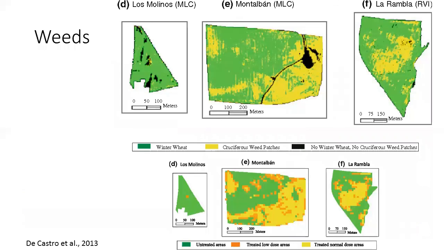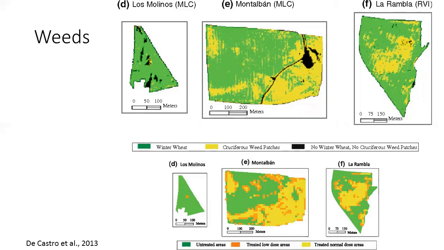Weeds, of course, are an important thing that we want to take care of out in the field, preferably before they get too widespread. In this case, researchers were able to differentiate between the winter wheat grown in the field, identified by the green color here, and the weeds, identified by the yellow color. Again, using a drone, taking that spectral data and analyzing it, you can create these kinds of maps.